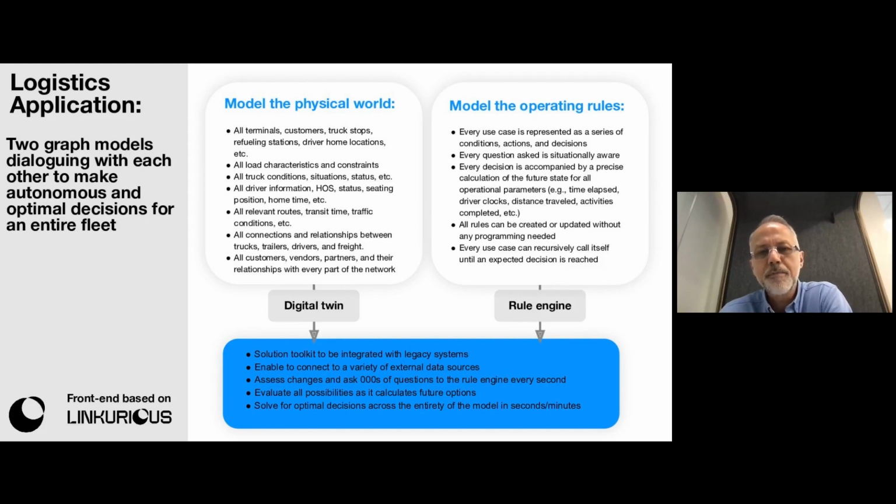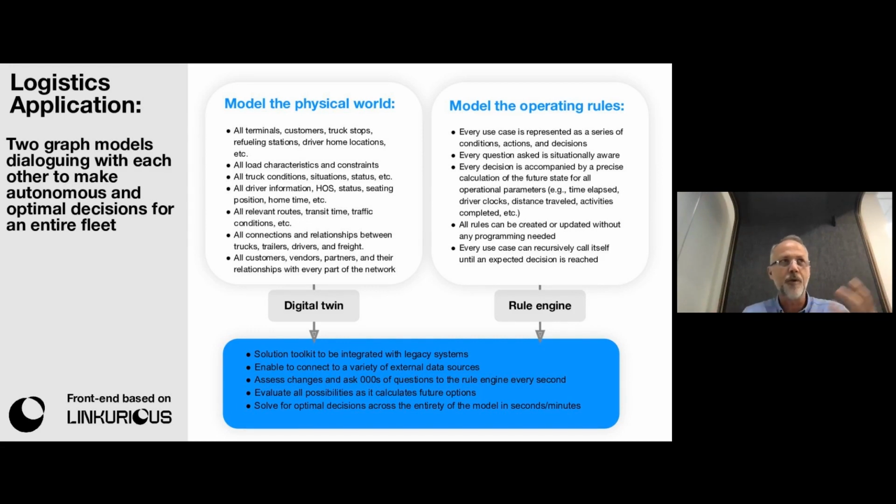And then what our system does, the left side and the right side talk to each other. It's actually a kind of graph-to-graph communication. They ask each other questions thousands of times a second to consider, okay, on the left side something happened, there's a change, there's a new order. Ask questions to the rule engine, say what should I do? It goes through a bunch of conditions, and then the digital twin will take that on and say, okay, that means that I could do this possibly.